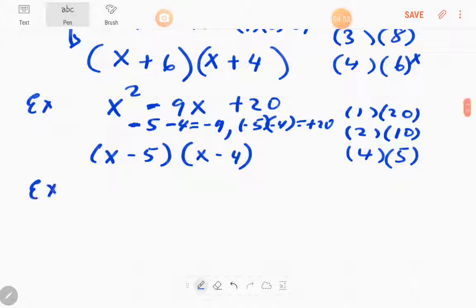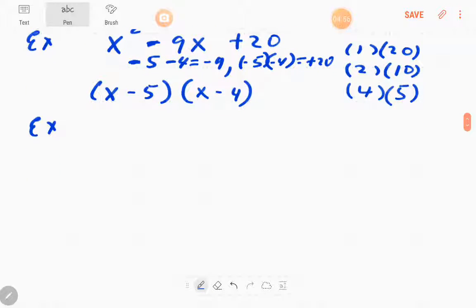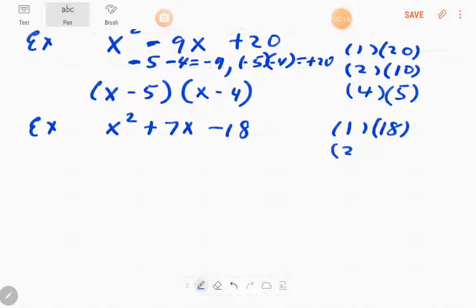Okay, let's look at another example. So let's look at x squared plus 7x minus 18. So here we want to make a list of pairs of numbers that multiply to give 18. So 1 times 18, 2 times 9, 3 times 6. Okay, so here if we add any of these pairs together, you'll see they do not add to give 7. But if we subtract 2 from 9, we'll get 7.